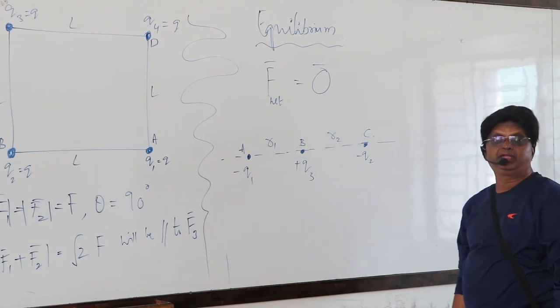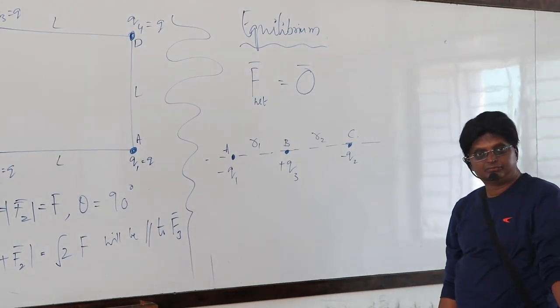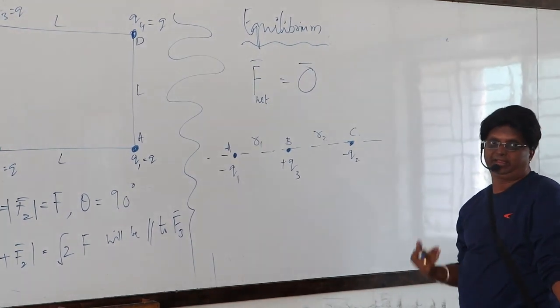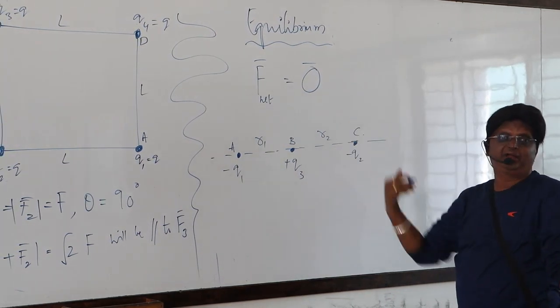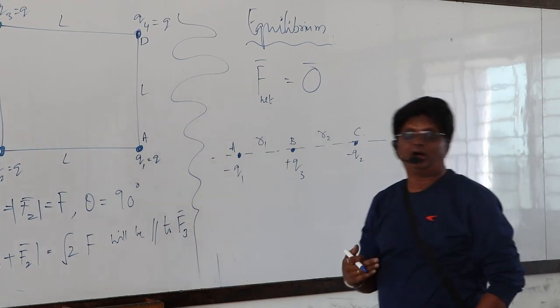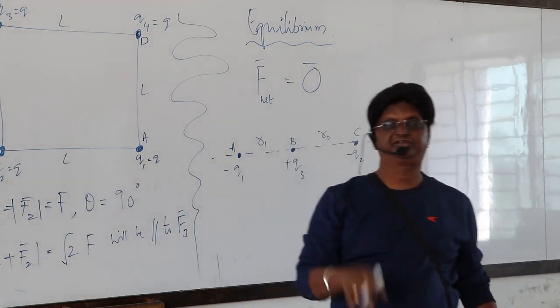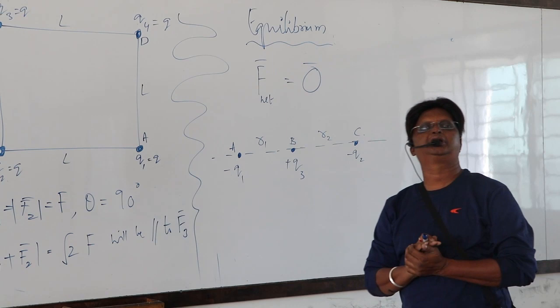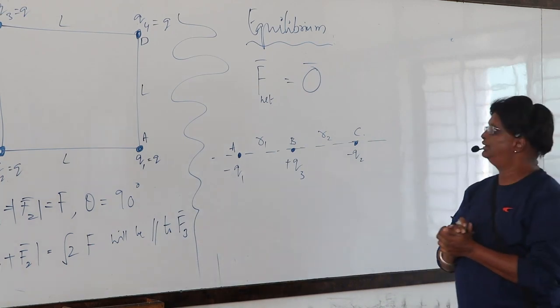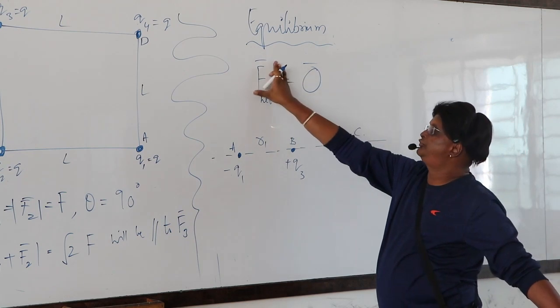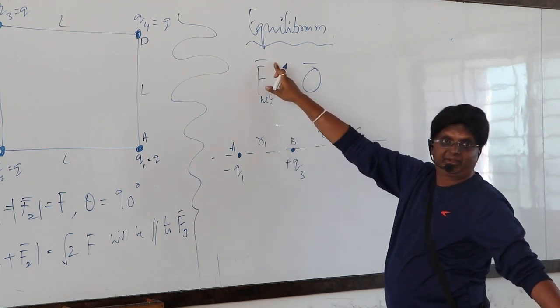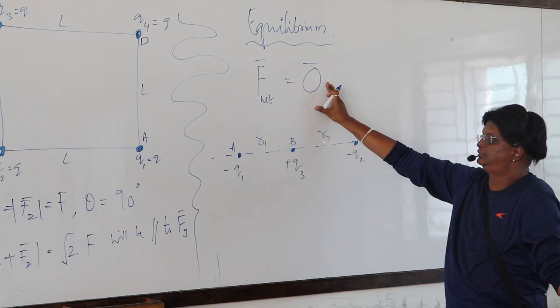What do you mean by equilibrium? Here we mean static equilibrium, where a charged particle is acted on by two or more forces in such a way that the net force becomes zero. Here I have shown the net force, which is a vector sum. Don't forget, the net force as a vector sum is a null vector.